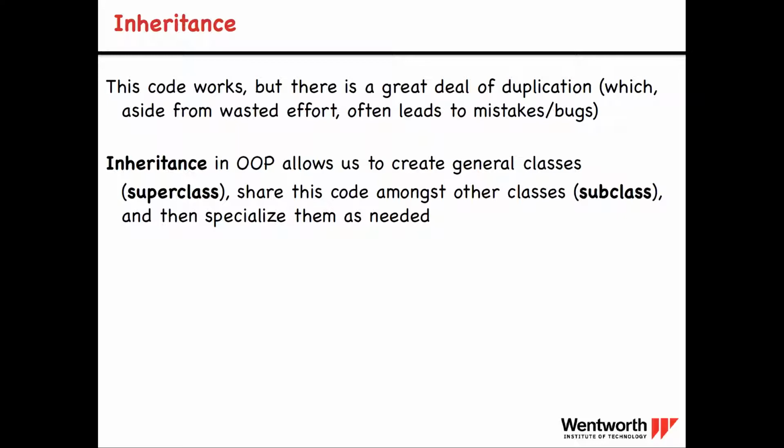So inheritance is one of these OOP concepts that lets us create a general class. Oftentimes you'll hear me call it a superclass or a parent class that shares code to other classes, oftentimes called a subclass or a child class. And then you take that subclass or child class and you specialize it as needed. So the superclass is most often general, and the subclasses are more specific. And this idea of general and more specific is all over object-oriented programming, and so we're going to be dealing with that a lot. What does it mean to go from specific to more general, or general to more specific?